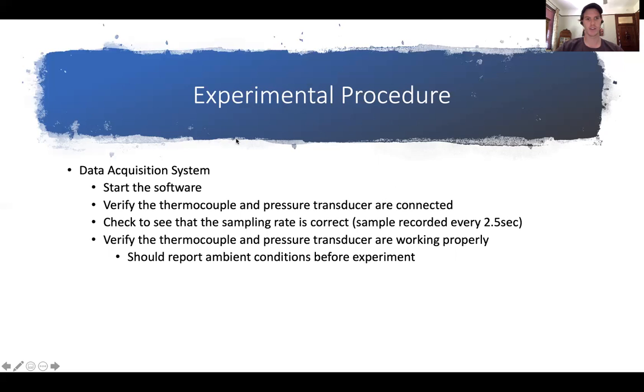Procedures are as follows. For the acquisition system, we start the software and verify the thermocouple and pressure transducer are connected to the computer. We check to see that the sampling rate is correct. We want to record a sample approximately every 2.5 seconds. And we want to verify that the thermocouple and pressure transducer are working properly. At the beginning, before the experiment begins, they should report ambient conditions.